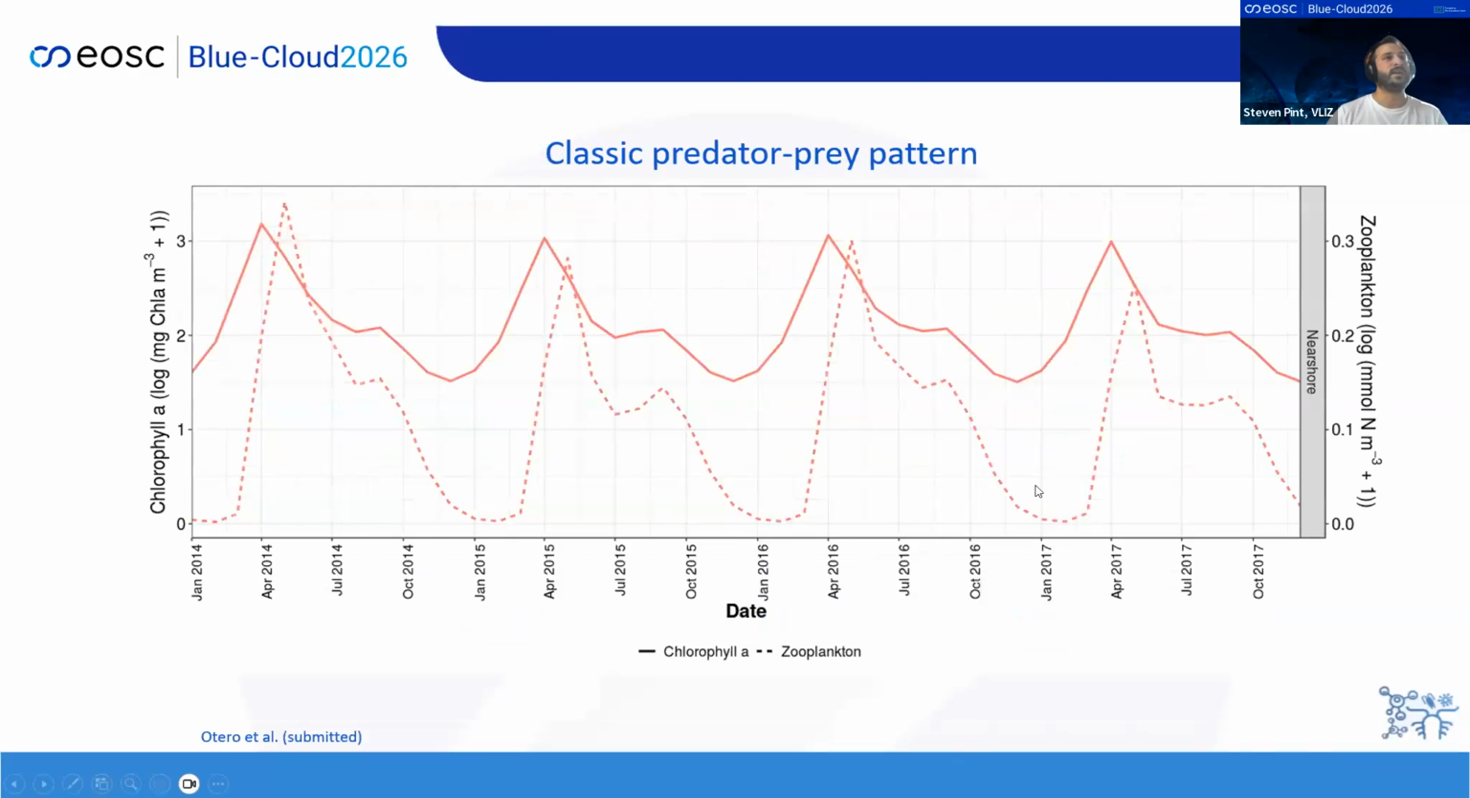So the next thing you could also get out of the model is the zooplankton biomass as well. It's the dashed line on this graph. The solid line is the phytoplankton biomass. And you can see that the zooplankton is following the same dynamics as phytoplankton, which is the classic predator-prey pattern that is shown here.